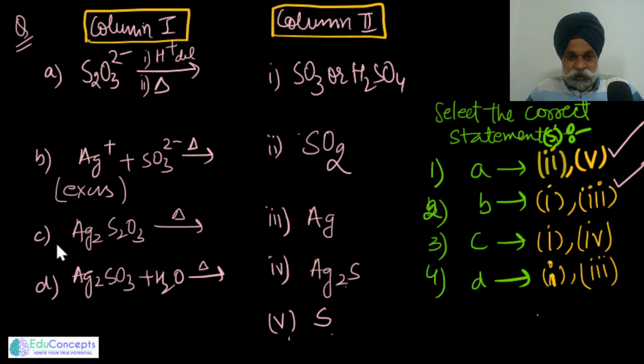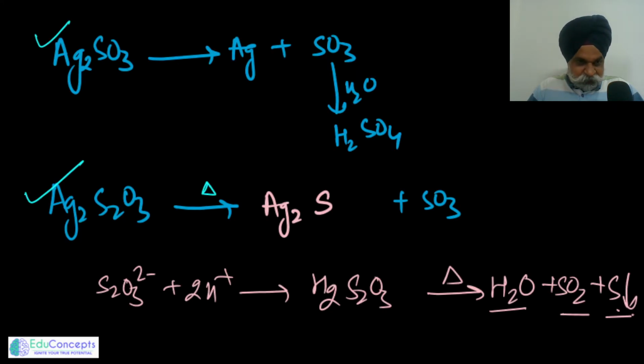And in the C option we happen to get silver sulfide plus SO3. Is there any option silver sulfide? Yes, fourth and first. So this also is correct. And the last option is this, and you would get metallic silver along with sulfuric acid. So D option is also correct. I think I made my point clear. So hopefully you have got everything rightly.